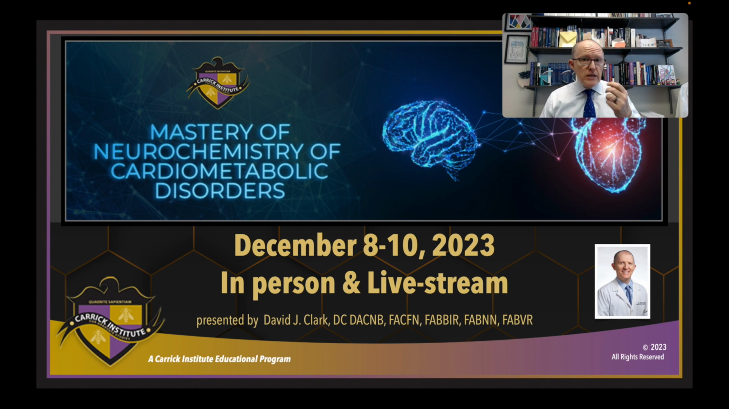And what we are doing is the mastery of the neurochemistry of cardiometabolic disorders. It's going to be December 8th, 9th, and 10th, in person or live stream. And what I want to do for a few minutes is dive into what we're doing the class for, why you would probably want to take it, and the kind of patients it would be applicable to. So with that in mind, let's just jump into it.